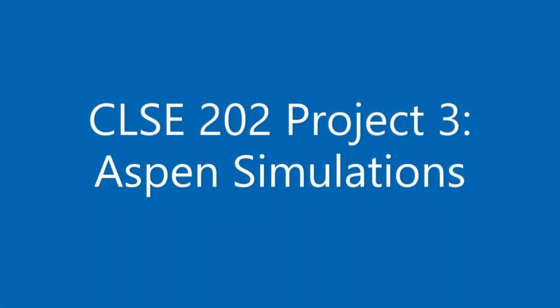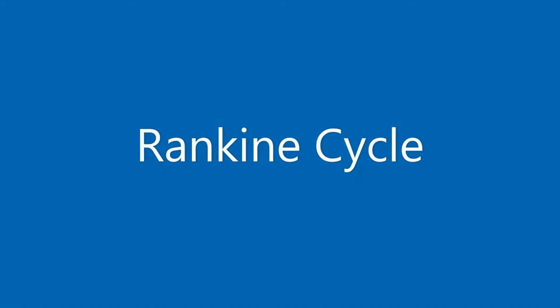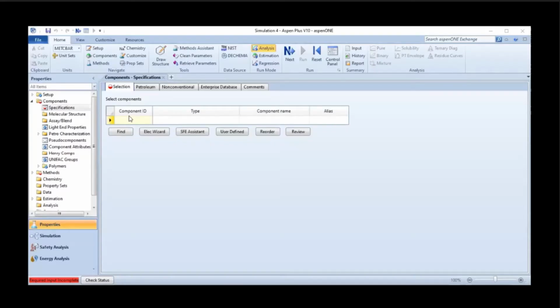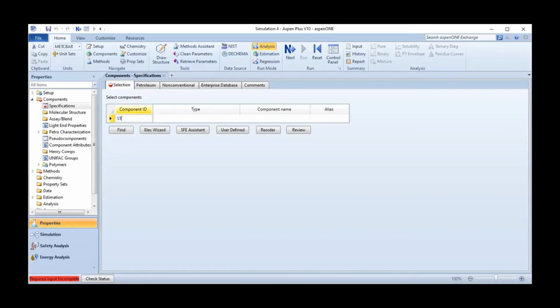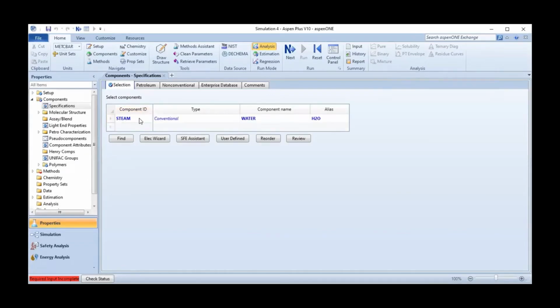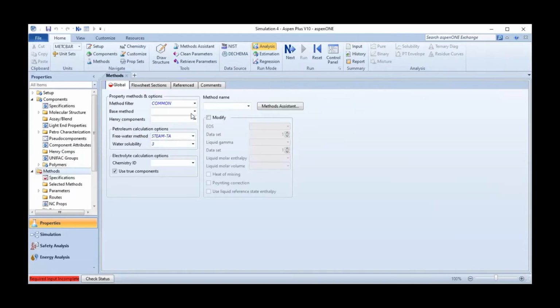This tutorial will cover the CLSE 202 Aspen simulation project. We'll start by looking at the Rankine cycle. So when you open Aspen, it'll take you to the specifications under the Components tab in the Properties section. We're going to input Steam as our component ID for this Rankine cycle. Then we'll go to Methods, and for our base method, we'll put Peng Robinson.